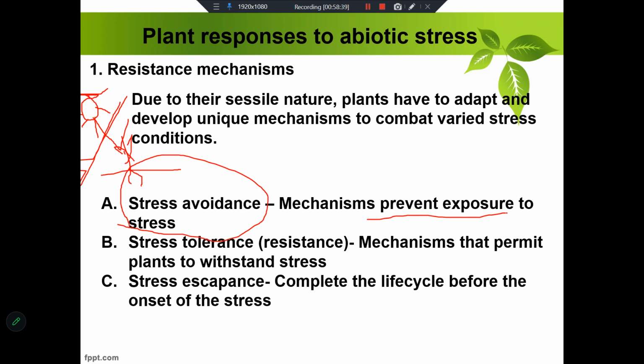So we know that. Another good example is when some plants are exposed to, let's assume, high light conditions, we see the development of some pigments.